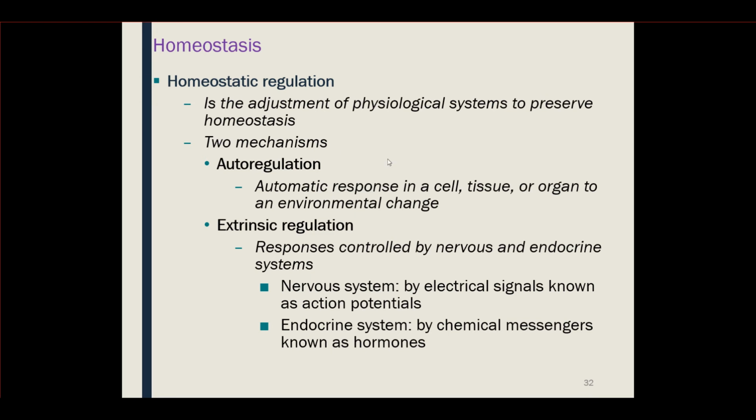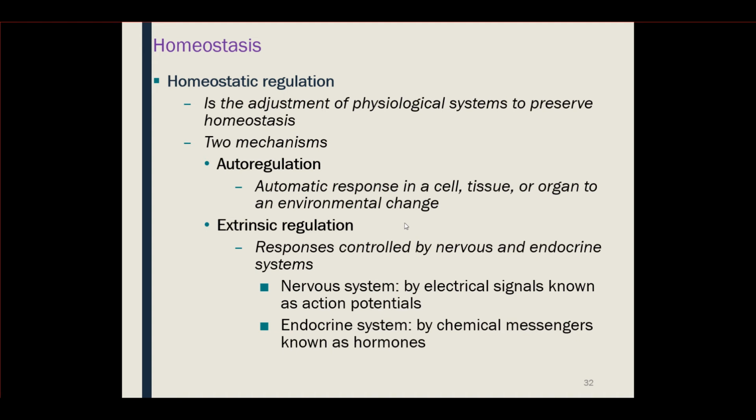There's basically two methods that we regulate homeostasis, right? Homeostatic regulation is the adjustment of physiological systems to preserve homeostasis. It's these changes that we make to maintain homeostasis, to do the balance. So there's basically two mechanisms. The first one is known as autoregulation. Auto means self, right? Self-regulation. This is an automatic response in either a cell, a tissue, or an organ to some type of change.